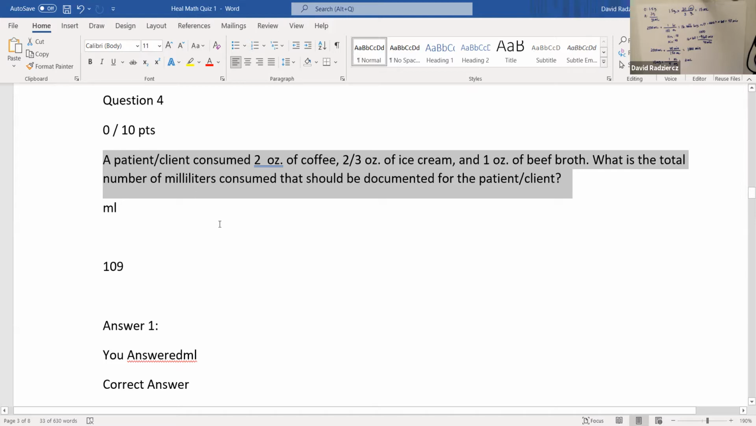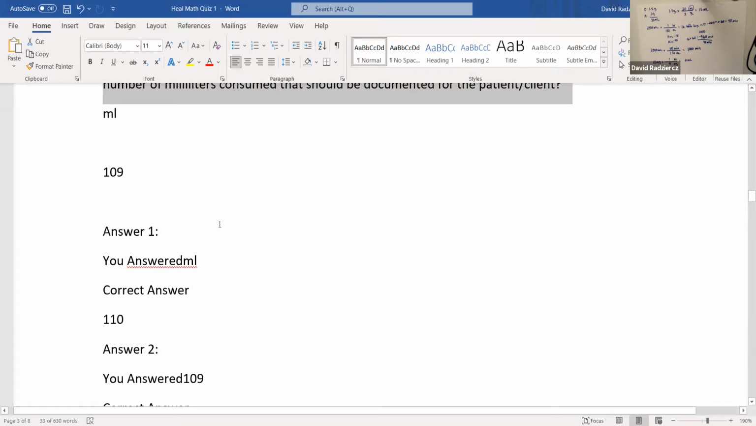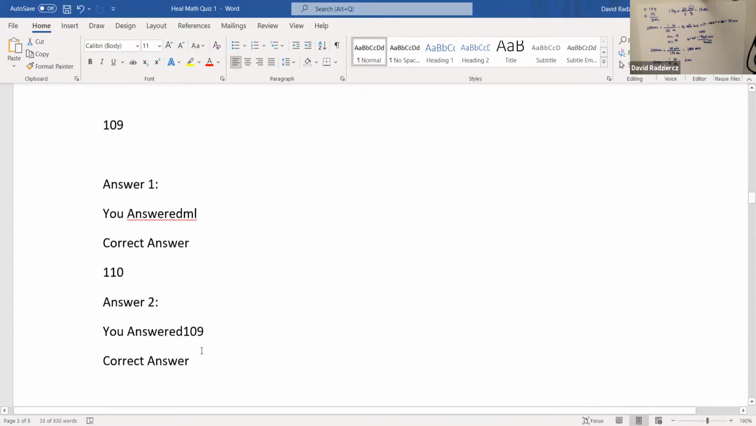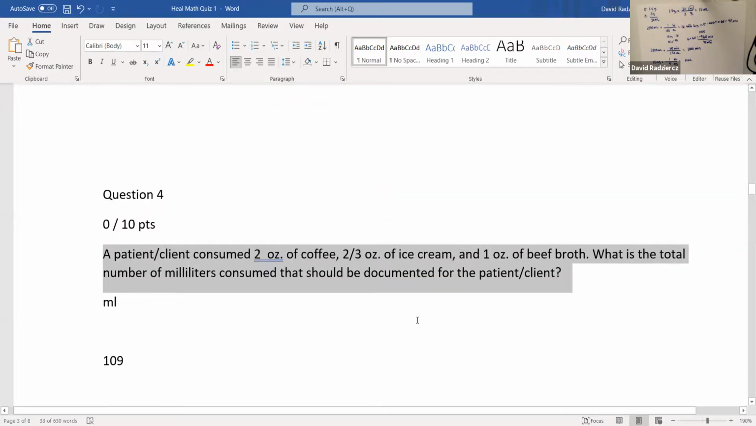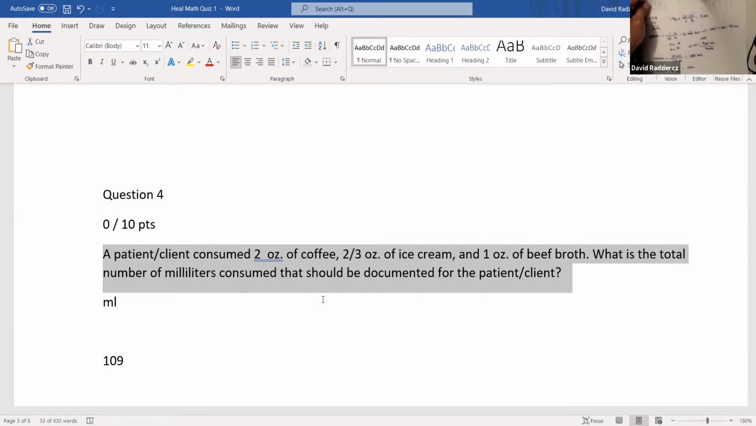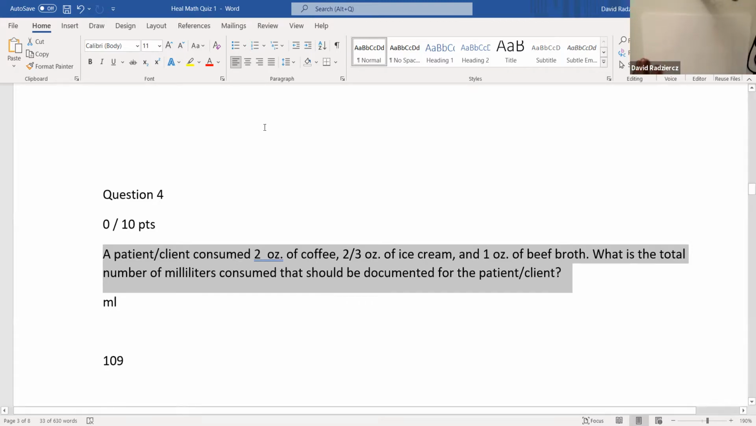So we're gonna have to convert ounces to milliliters. I could see that the person who took this answered 109, but the correct answer is 110. So let's see if we can find out why. First thing is you need to know that 1 ounce equals 30 milliliters. That's an important piece of information to know.